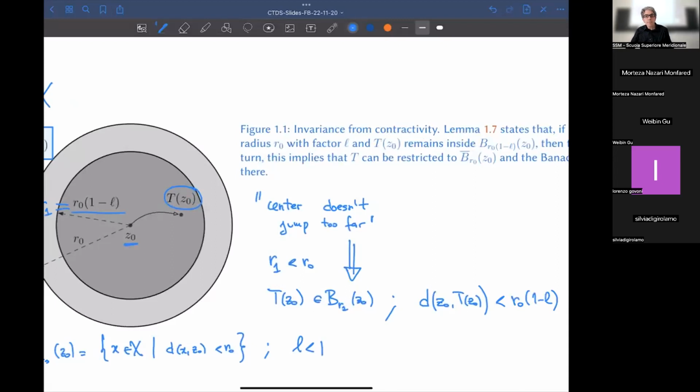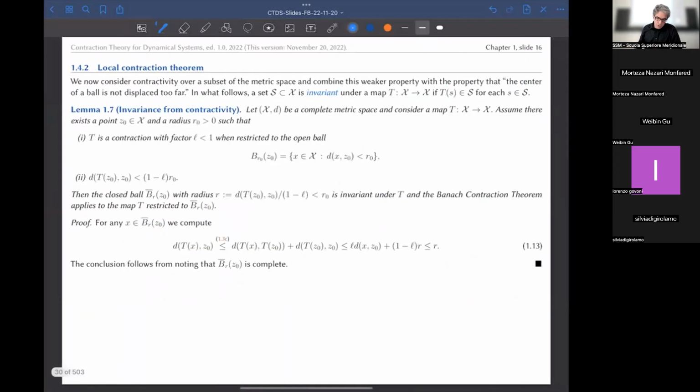So you have a system, discrete time, contracting only over a ball, not over space. You can prove contractivity only over a ball. Now you need to look for a ball inside the set which you know is contracting, and you need that the center doesn't move too far. If you do that, you have proved the existence of a fixed point. So this is the theorem.